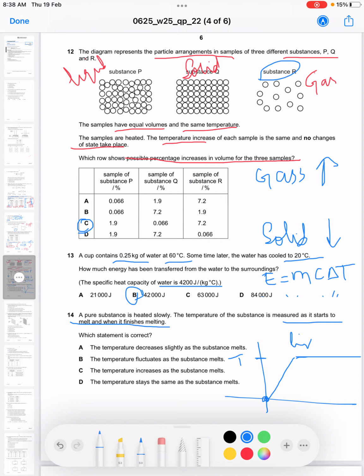The temperature decreases slightly as it melts, no. The temperature fluctuates as the substance melts, no. The temperature increases as the substance melts, no. Option D: it stays the same as the substance melts.